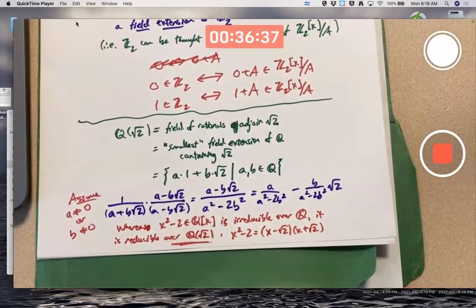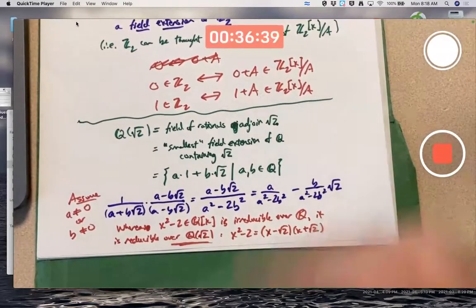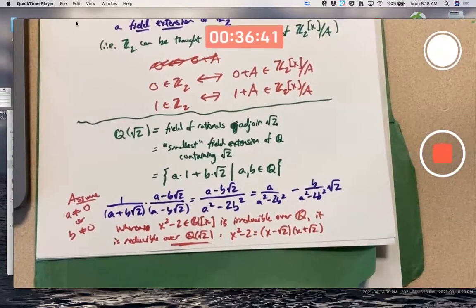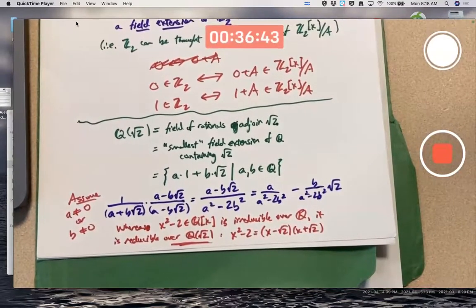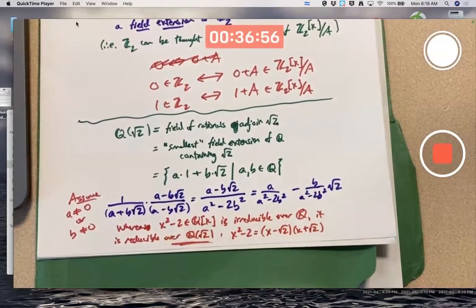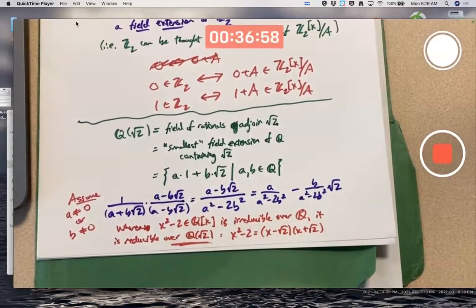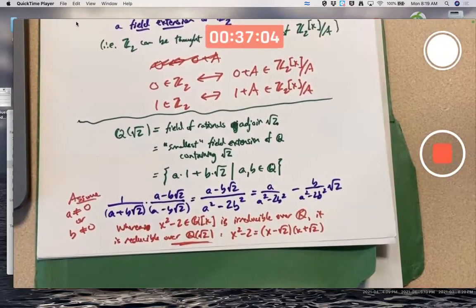So we really have done the same kind of thing we did with the other example. We started with a field. In the other example, it was Z2 and a polynomial, x cubed plus x plus 1. Here in this example, it's x squared minus 2. That is irreducible over the base field, Z2 in the first example, Q in this example. But I can create a bigger field, a field extension, in which these things do have roots.